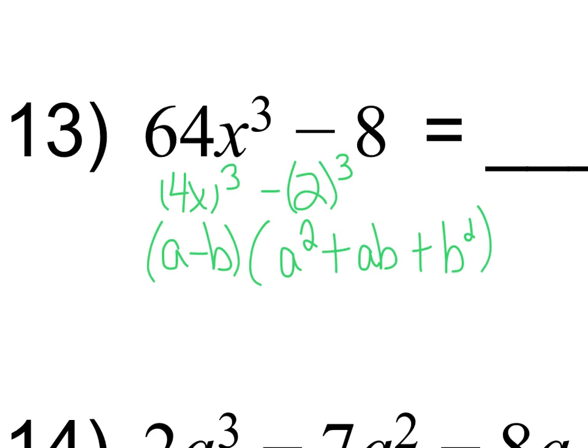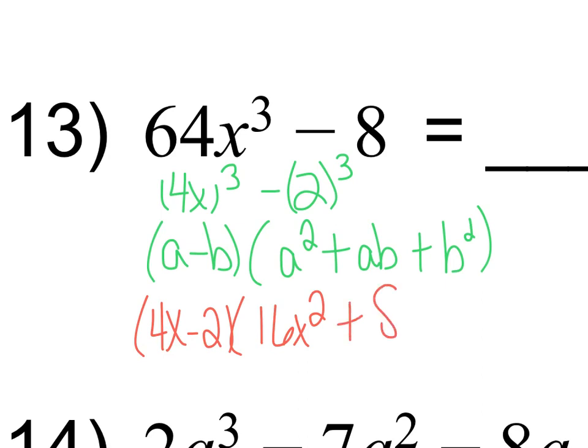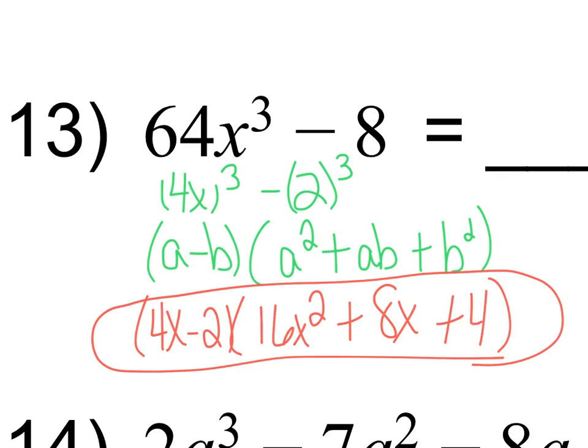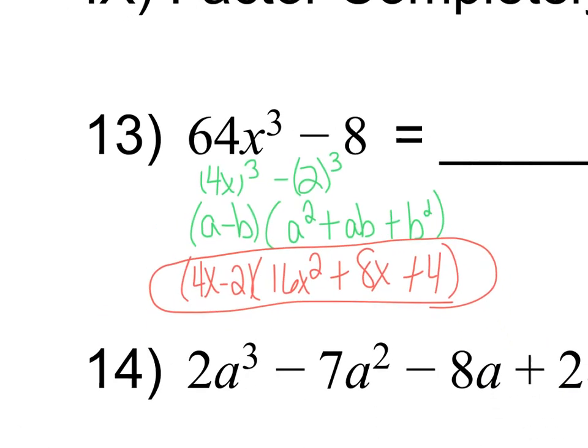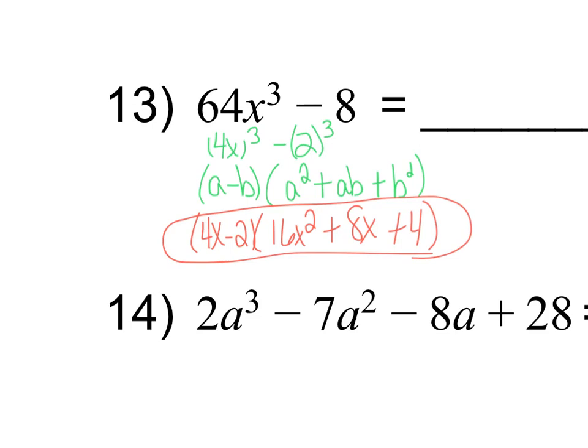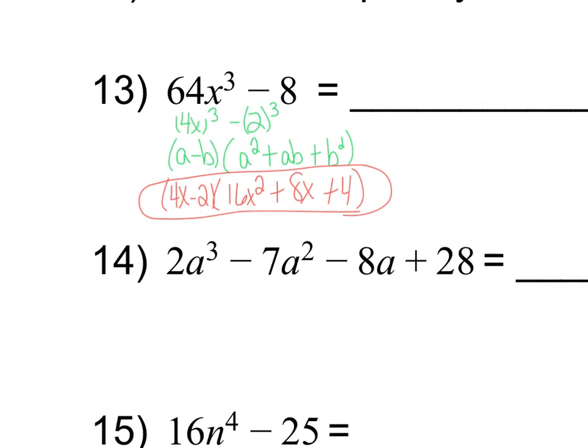So we're going to have 4x minus 2. 4x squared is 16x squared. You can't forget to square both parts. Plus 4x times 2 is 8x. And 2 squared is 4. And then you are done. And you just have to remember that formula. And if you don't have it memorized, then be able to recreate it one way or the other for the test. Number 14 has 4 terms, which tells me I want to look at grouping.